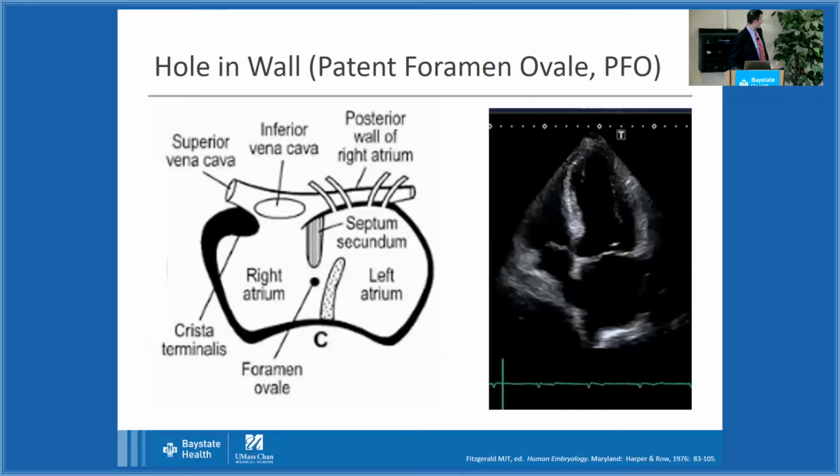So this is a little bit of embryology for you. Essentially, you have one primitive atrium before you're born, and a flap of tissue grows from the top, a flap of tissue grows from the bottom, and they're supposed to meet. And you know what? Sometimes they don't.